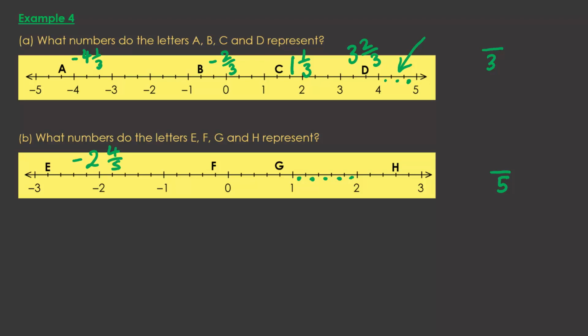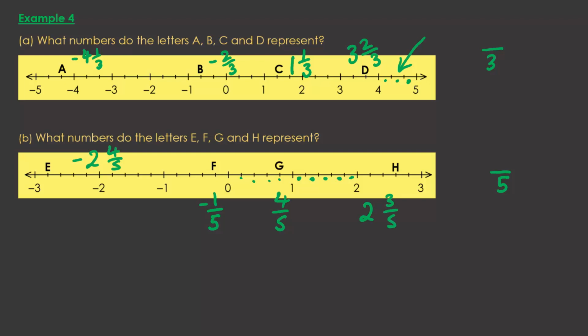For F, going backwards from 0, just one place, so that's -1/5. G is 1, 2, 3, 4 forward from 0, so that would make it 4/5. And then H is going to be 2, and then 1, 2, 3 divisions, so 2 and 3/5.